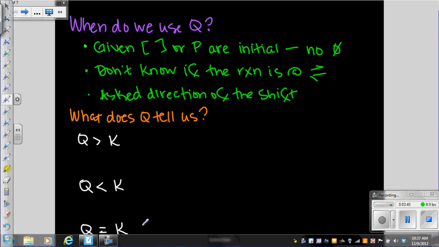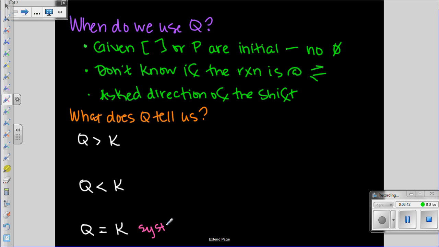This tells us that the system is at equilibrium, and if it's at equilibrium, then there is no shift. That means your rates in both directions are equal. This is kind of rare. It's not as frequent as the other 2, but this can happen. If Q is greater than K, we have more products present.